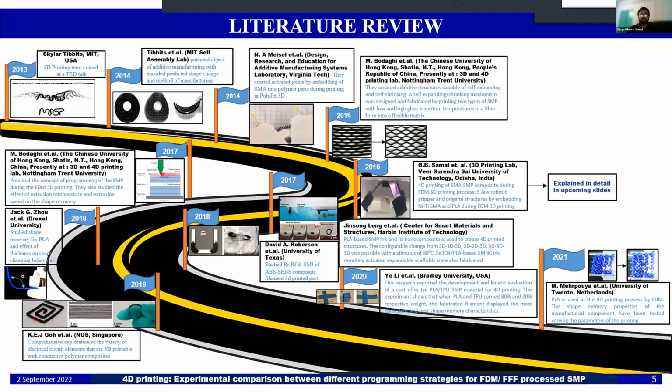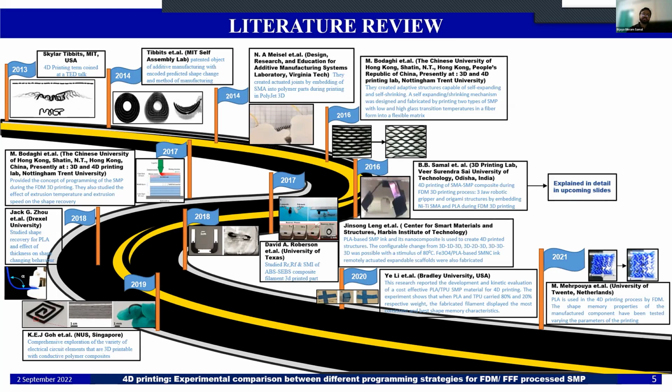In 2017, Jinsong Leng from HIT created two PLA-based shape memory polymer inks. The first one was an only-polymer ink, which was able to reconfigure from 3D to 1D to 3D, and also 3D to 3D to 3D. And the second ink was a magnetite-based ink, which they used for remote actuation of self-expanding scaffolds. In 2018, Jack Zhou from Drexel University and their team studied the recovery of PLA-based shape memory polymer and its effect on thickness and the shape-changing behavior.